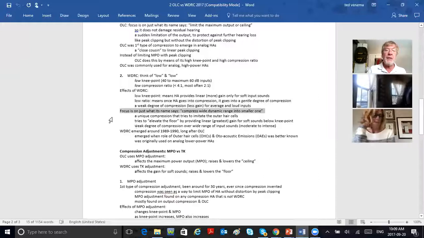A unique type of compression. It tries to imitate the outer hair cells. Really, in all essence, it seeks to elevate the floor by providing the greatest linear gain for soft sounds below the knee point, and then providing a weak degree of compression over a wide range of inputs, from moderate to intense. WDRC came later. It emerged around 1990. And this is an important date to remember.